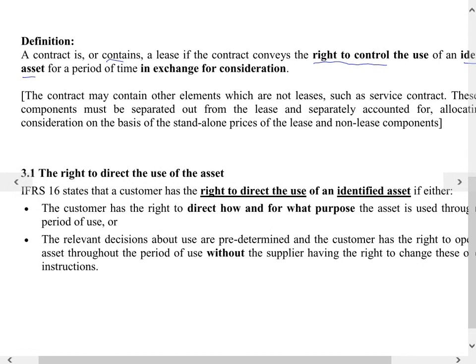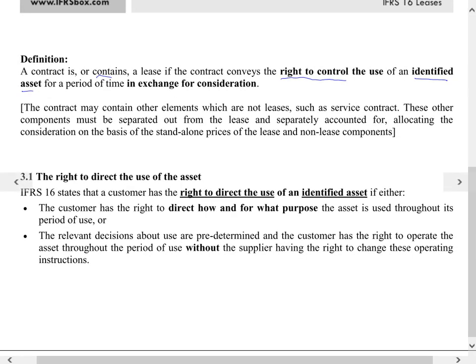So the keyword here is the right to. The IFRS states that the customer, meaning the lessee, has the right to direct the use of the identified asset. Right to direct the use means you can keep it, you can use it for whatever purpose. Right to direct the use of the asset. Okay, how is it going to be used and for what purpose is it going to be used? And you look at the second bullet point, without the supplier having the right to change this operating instruction, meaning they do not have the right to ask me to do what I want with the asset. Okay, so meaning I now have the right.